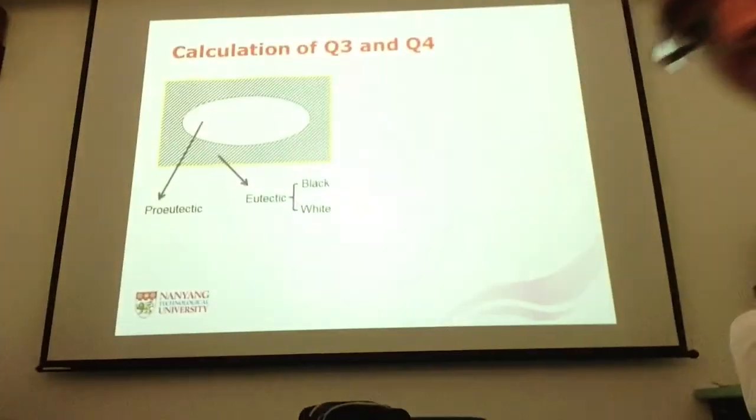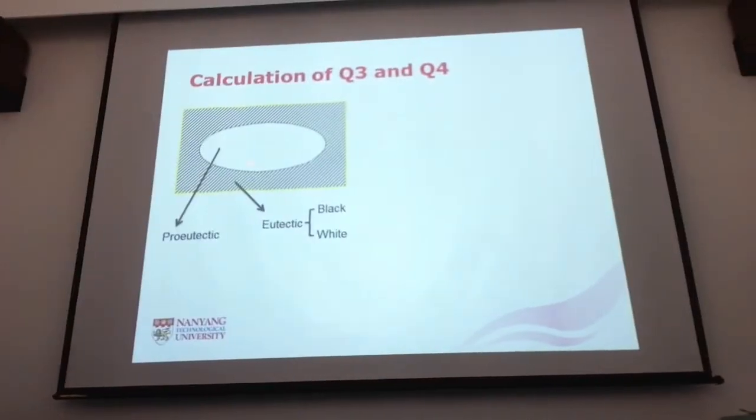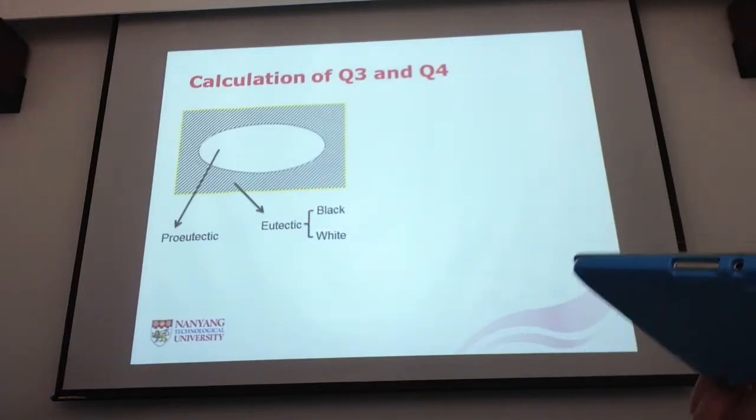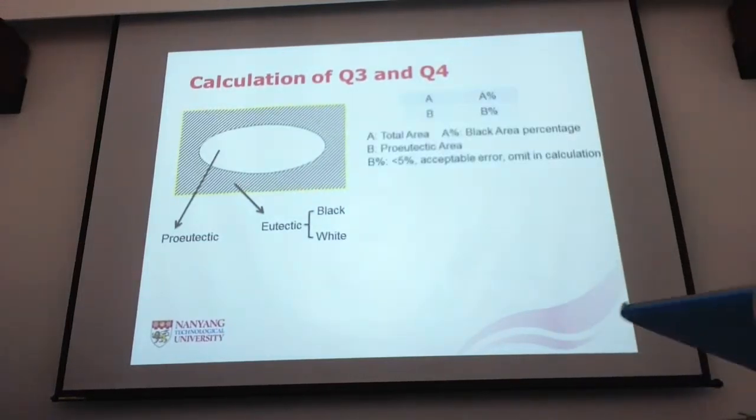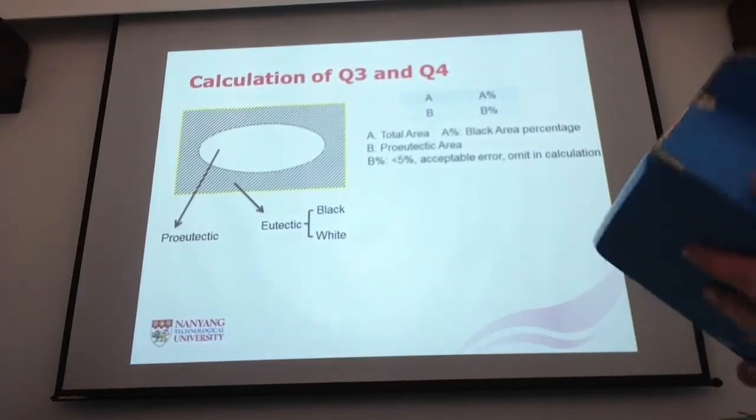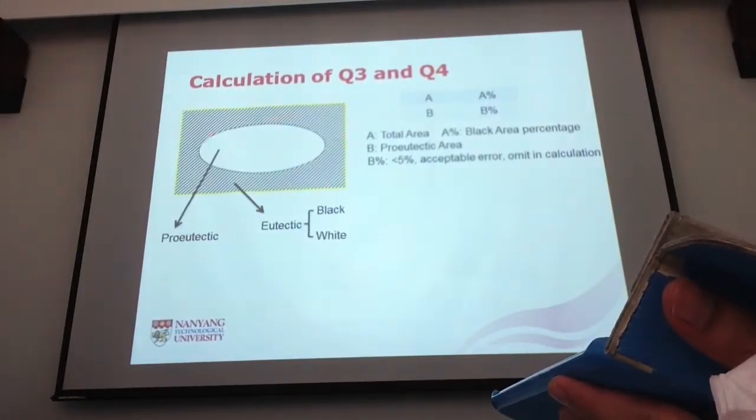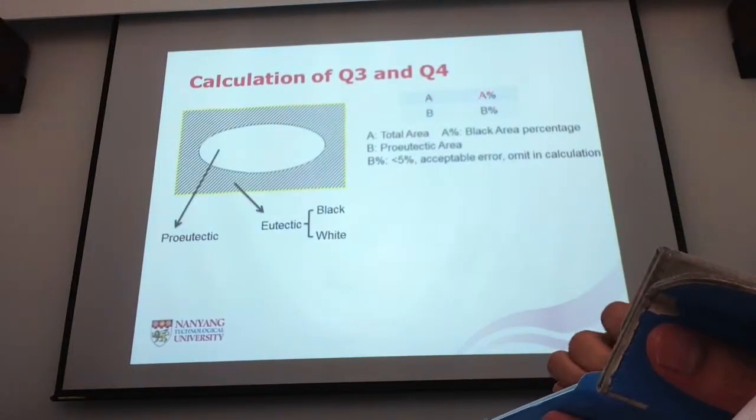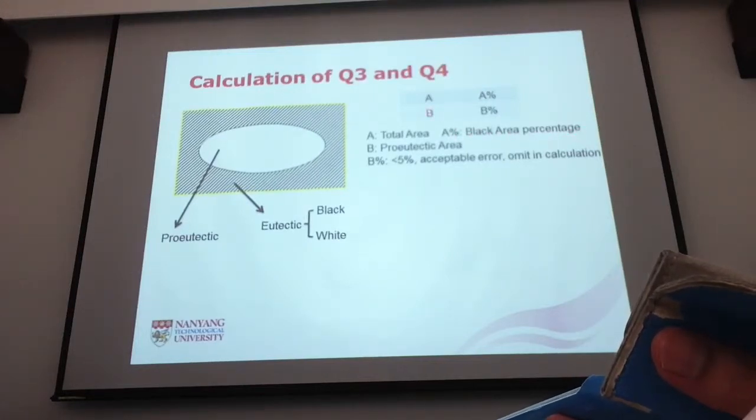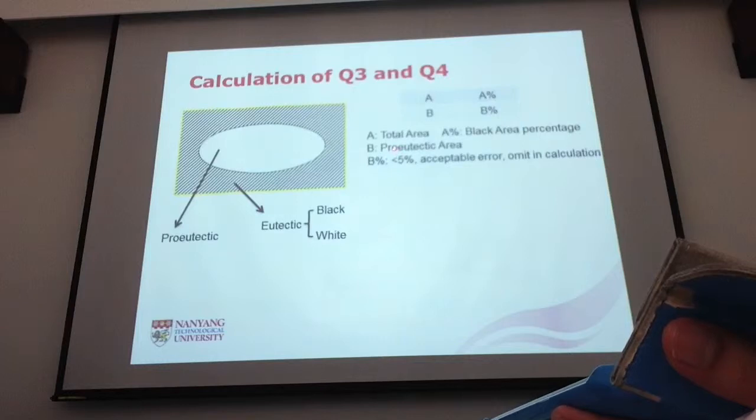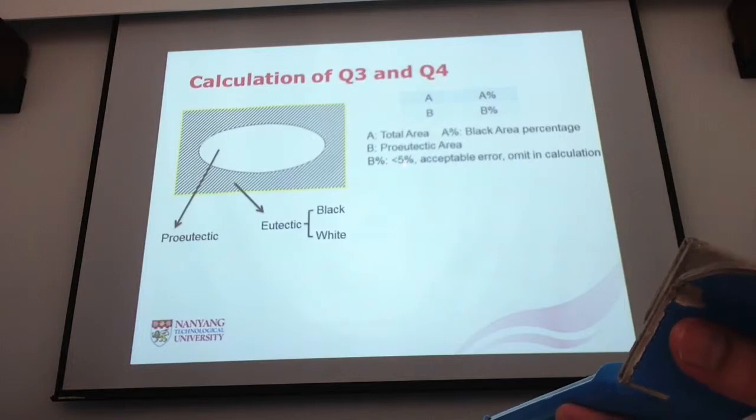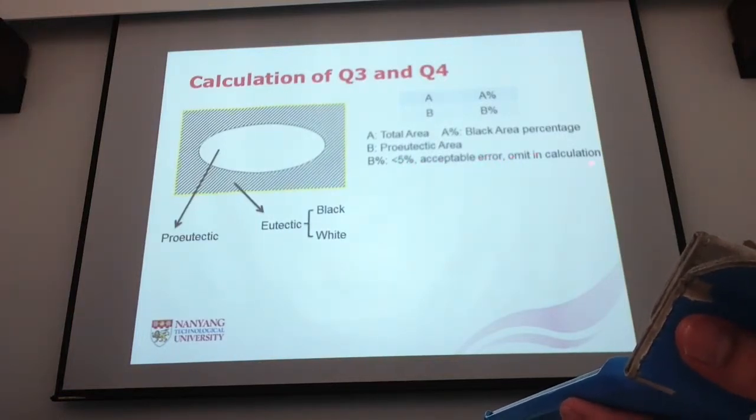There are two parts. One is the area which you hand draw, the proeutectic phase, and the rest is the eutectic phase, which also contains two parts: one is black area, one is white area. This value is obtained when you first draw the whole box. Here is the area, here is the percentage. A means the total area. Percentage A means black area percentage. B is your hand-drawn area, the proeutectic area. The percentage of B, if it's less than 5%, is an acceptable error omitted in the calculation.